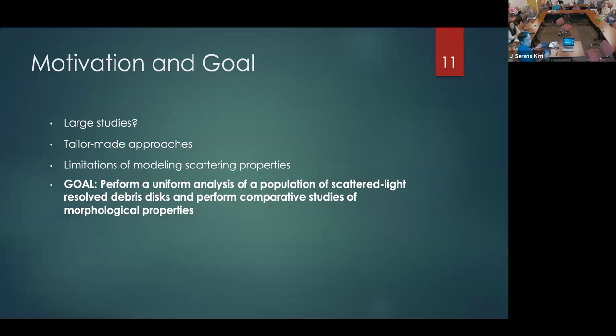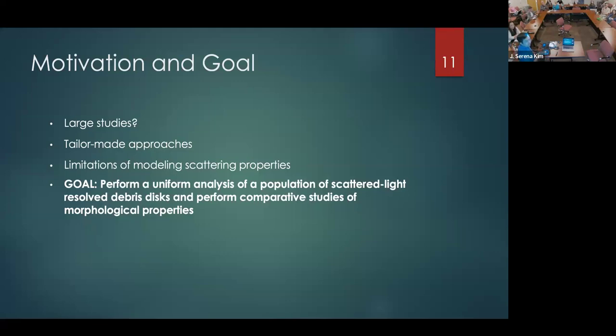Some of the problems that go into this is that there have been several papers across the literature that talk about some of these high contrast imaged resolved debris disks, but they often have to perform their own tailor-made approaches and analyses, and it's really hard to do the apples to apples comparison between all of these different papers, to do this big population analysis that I want to do.